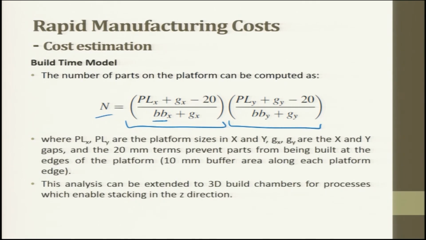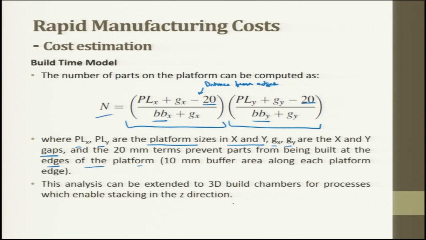In the direction x, direction y, we have BBX and BBY, where PLX and PLY are the platform sizes, and in x and y directions GX and GY are the gaps, and the 20 mm terms prevent the parts from being built at the edges. So, this 20 mm is the distance from edges. Okay, this term tells the distance from edges.